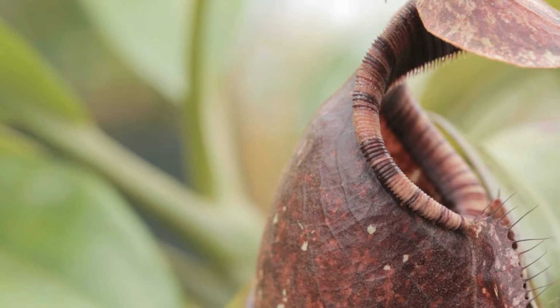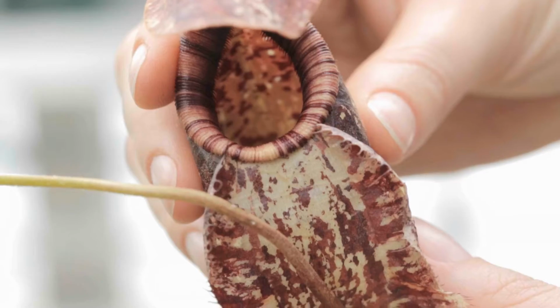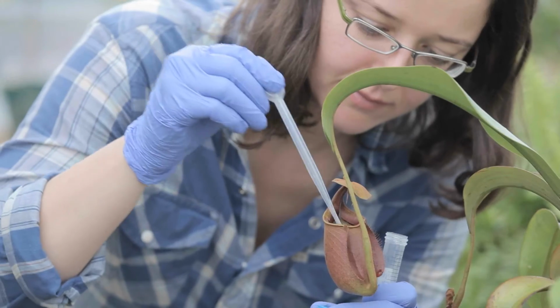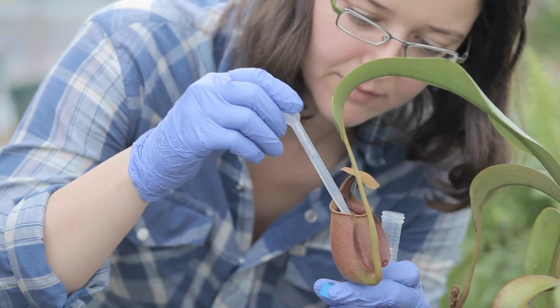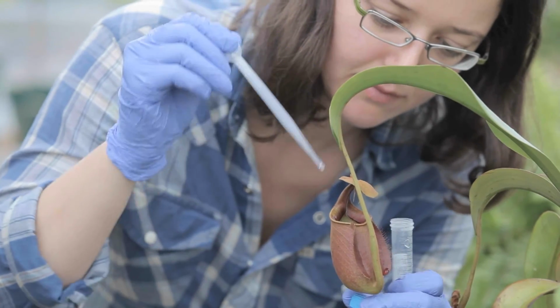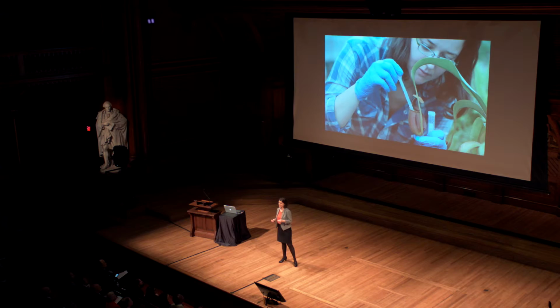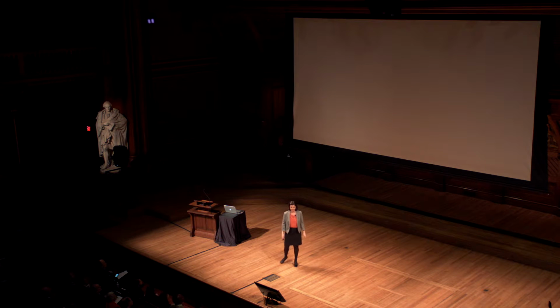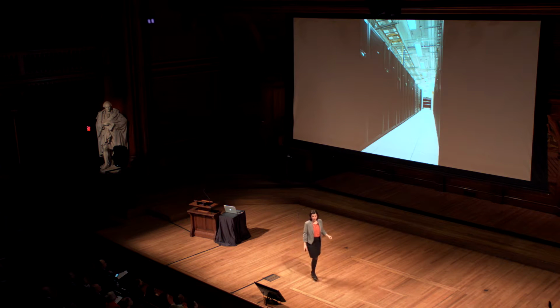I have collected hundreds of these tiny ecosystems from pitchers in different parts of the world. New DNA sequencing technologies allow me to identify all of the different organisms within each pitcher. I use Harvard's supercomputer to process millions of sequences, to analyze my data, and to quantify patterns. Months of analysis have led to results.